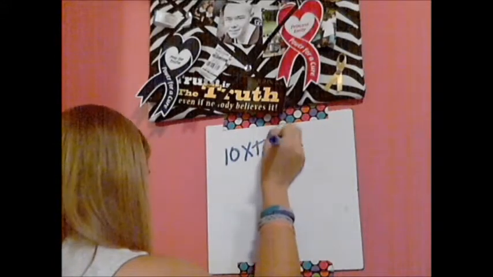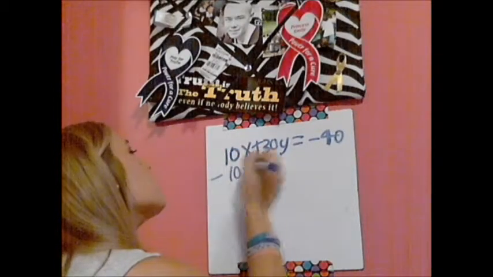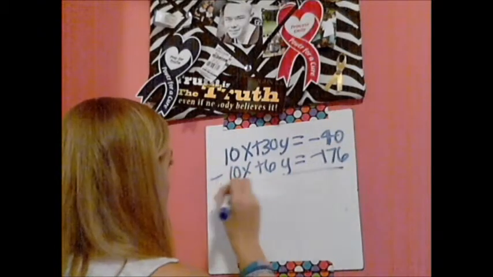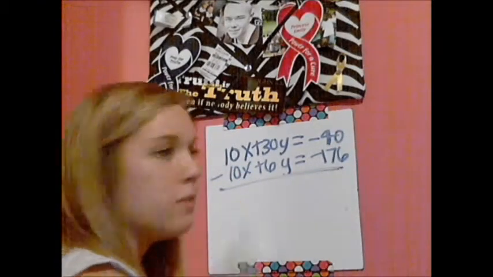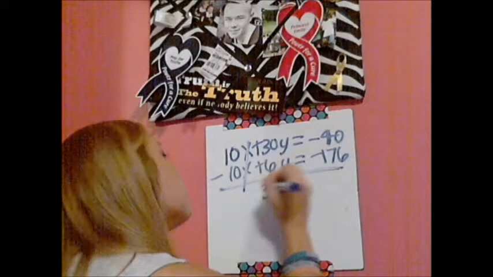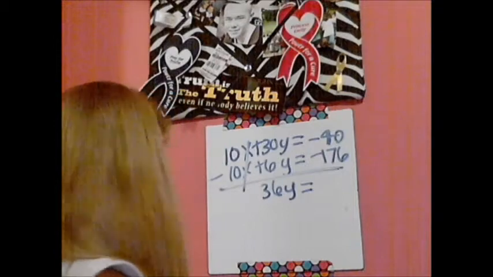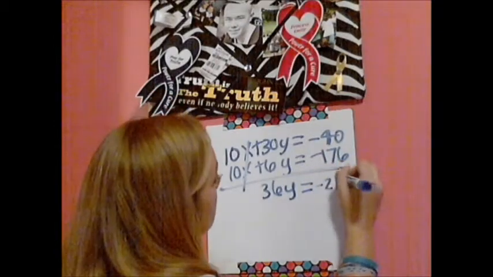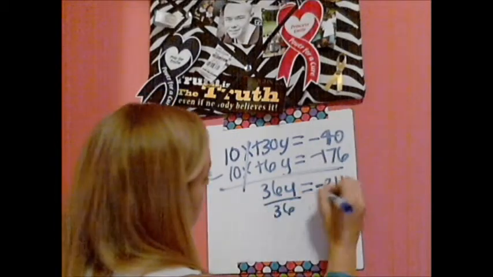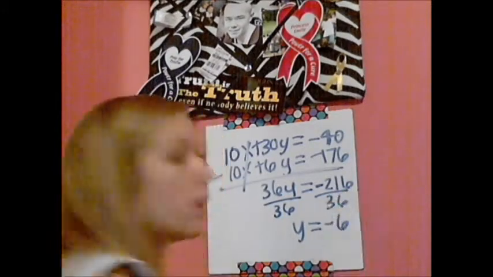10x plus 30y equals negative 40. Negative 10x plus 6y equals negative 176. 10x and negative 10x cancel out. 30y plus 6y equals 36y. And negative 40 plus negative 176 gives you negative 216. Now to get y by itself, divide both sides by 36. And that leaves you with y equaling negative 6.